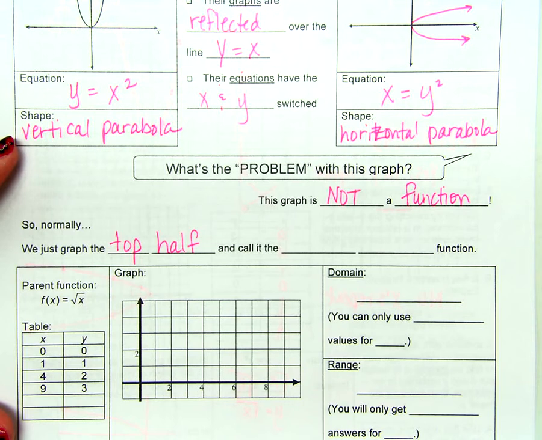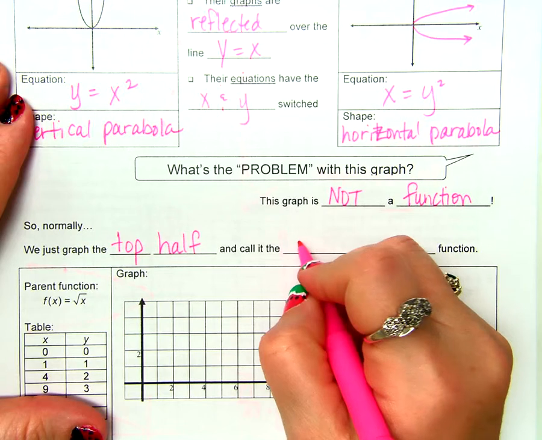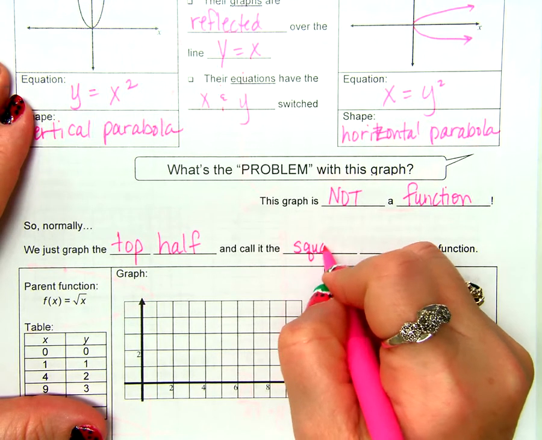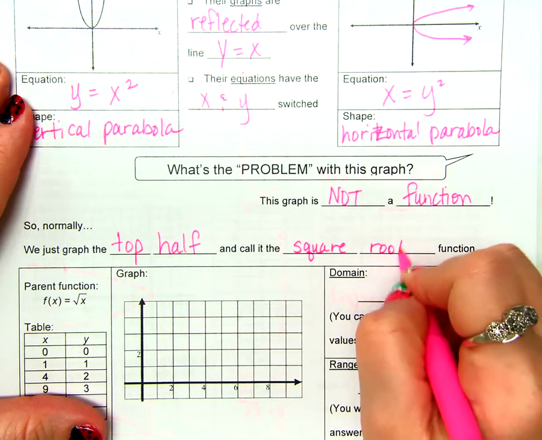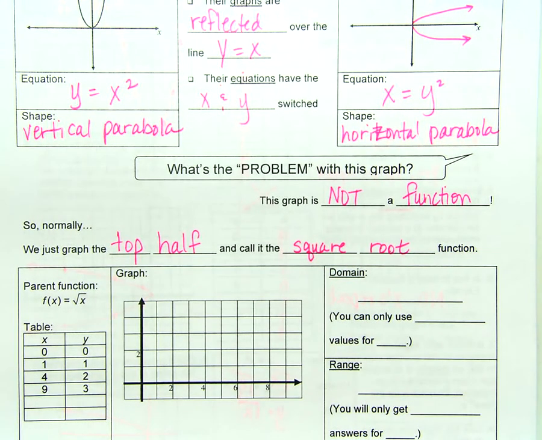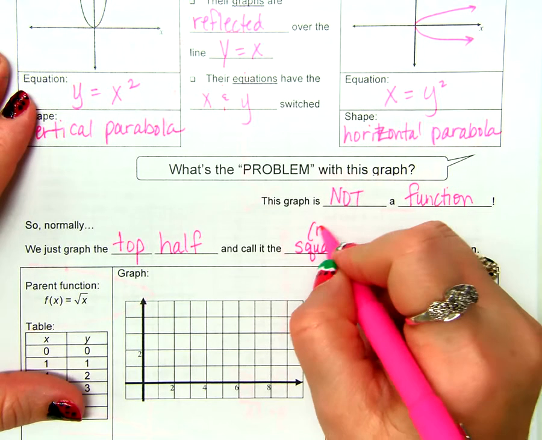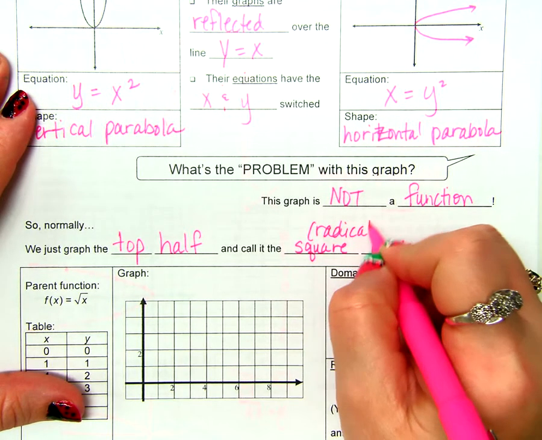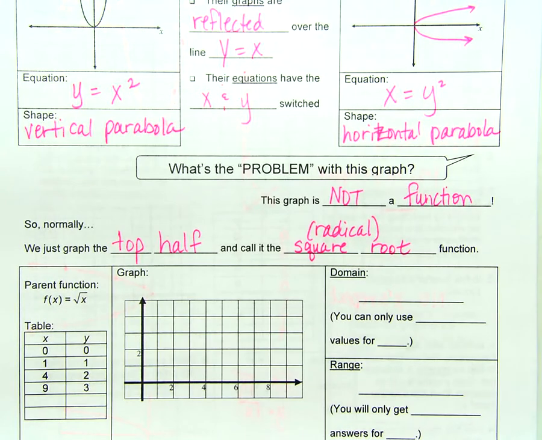Okay, so here's the deal. We are older than 5, most of us, but this is what the answer key says. See how there's 2 blanks? Square root function. We should be calling it the radical function. Absolutely right. Because that's the more grown-up word to call it. You really need to know both words.